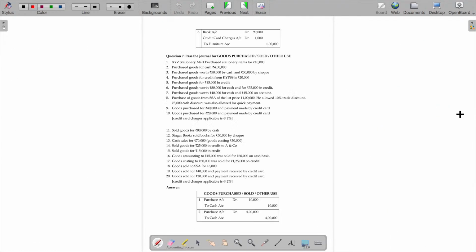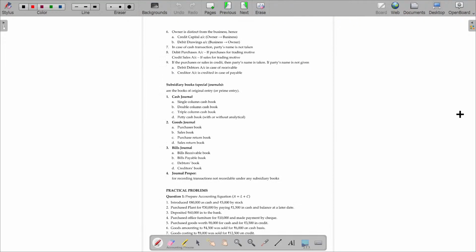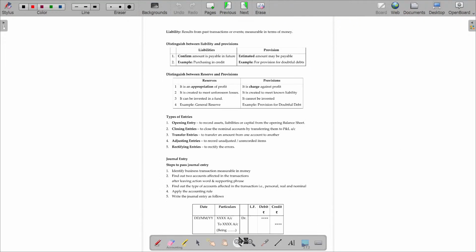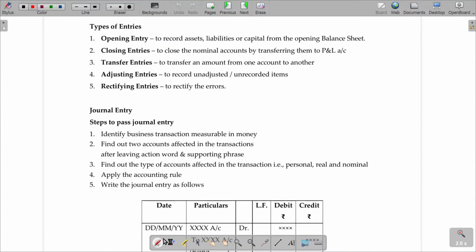So in the previous class, I explained that there may be different varieties of journal entries, right? Here, types of journal entry: opening entry. We have completed the opening entry to record the assets and liabilities or capital from the opening balance sheet. And of course, transaction entry, the usual one you follow. The second to 5: closing entry, transfer entry, adjusting entry, rectifying entry. We'll study the rectifying entry in the chapter rectification of error. There is an error. To rectify that, we pass a journal entry which is called rectifying entry.